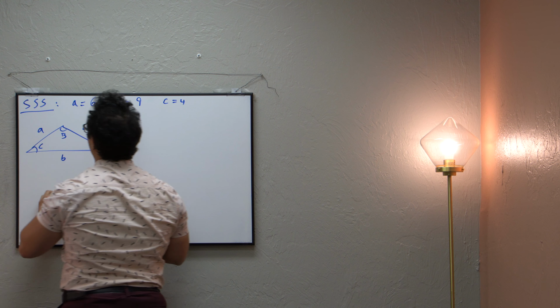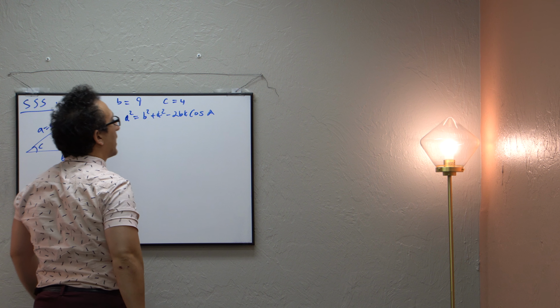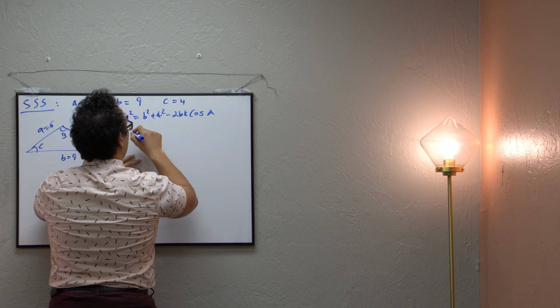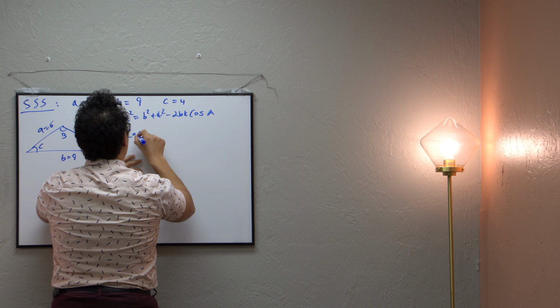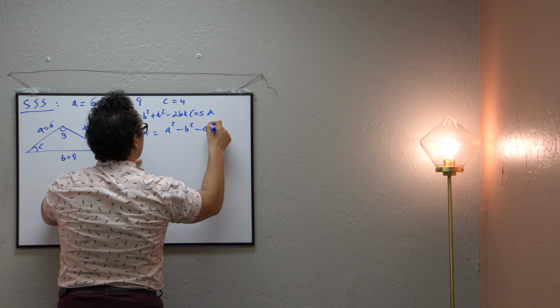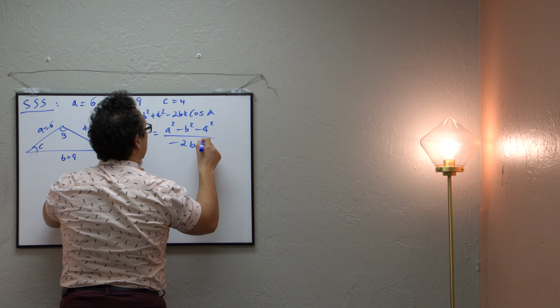So we know one of them is a squared is equal to little b squared plus little c squared minus 2bc cosine of A. So we aspire to solve for A. So we need to send all the terms to the other side and divide by this to get cosine of A on its own. I get cosine of A is equal to a squared minus b squared minus little c squared all over negative 2bc.